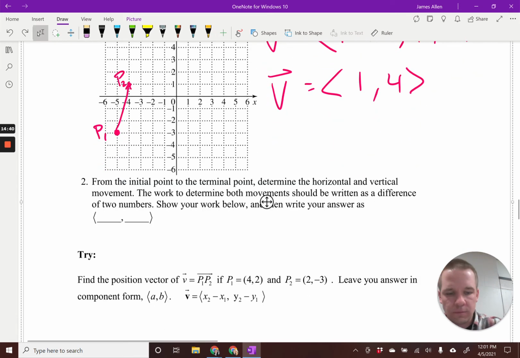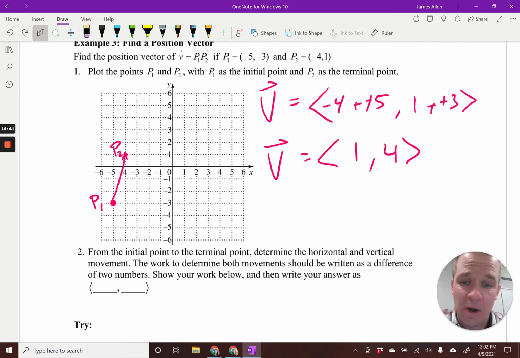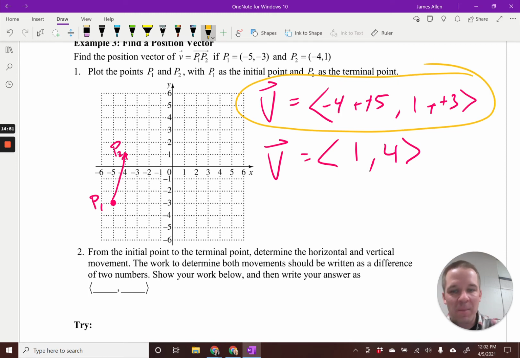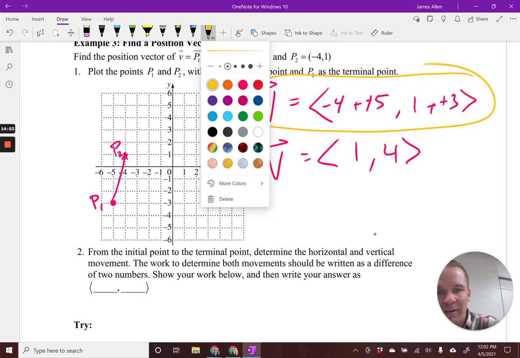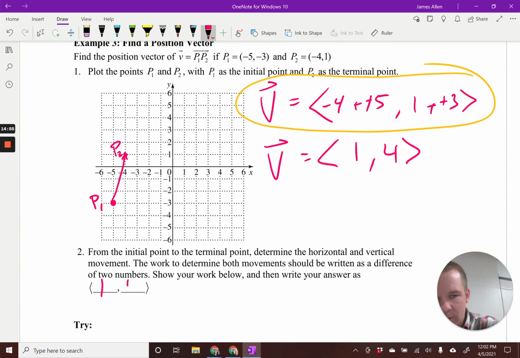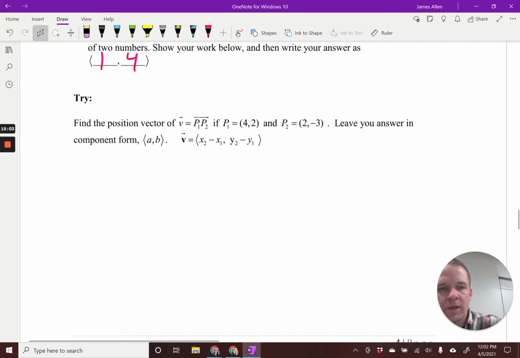Just realized we did part 2 there. From the initial point to the terminal point, determine the horizontal and vertical movement. That's what we did, and that would be our work right here. Our answer would be the 1, 4 here for our vector formula. Again, you see how they're jagged, right? They're not parentheses.